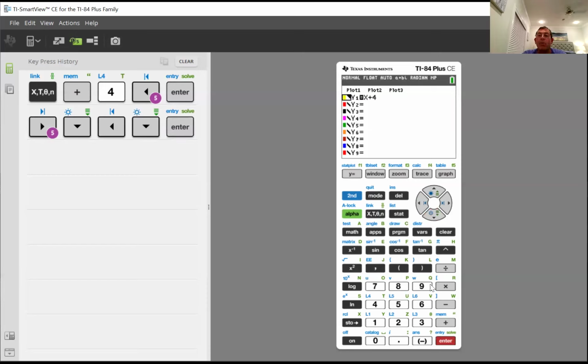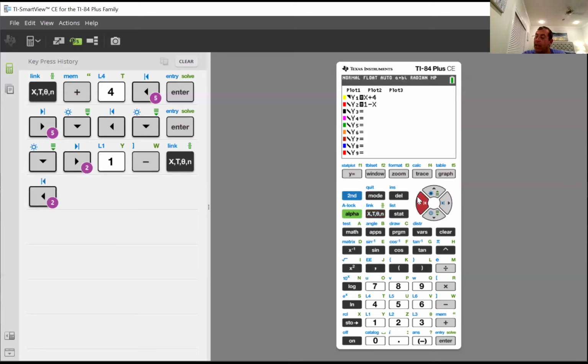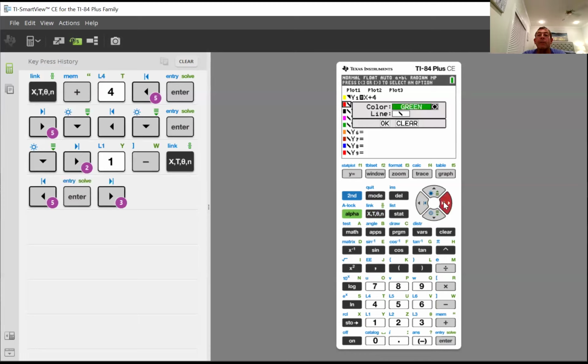All right, my second equation down here was 1 minus x. And that one shaded below the line. So I'm going to hit enter on the left side. And I'm going to use green on that one. And it was below. So let's see. There's above. There's below. So go down and hit OK.